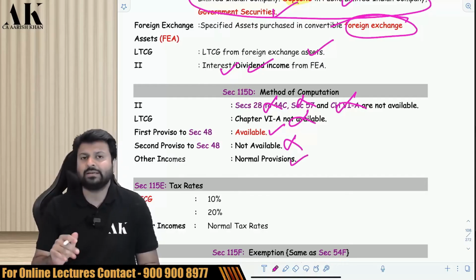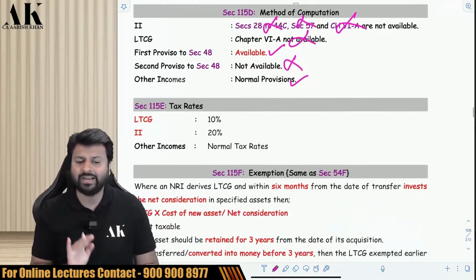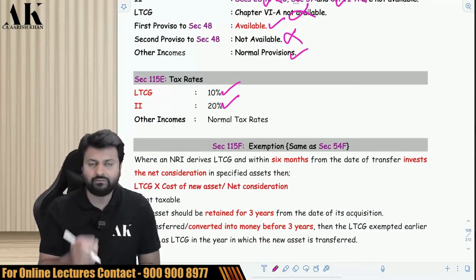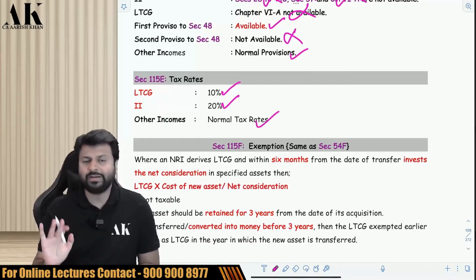Other incomes will be taxable at normal rates only. The only incomes which are covered over here are LTCG and interest and dividend income. LTCG will be taxed at 10%, interest and dividend income will be taxed at 20%. Other incomes will be taxable at normal rates.